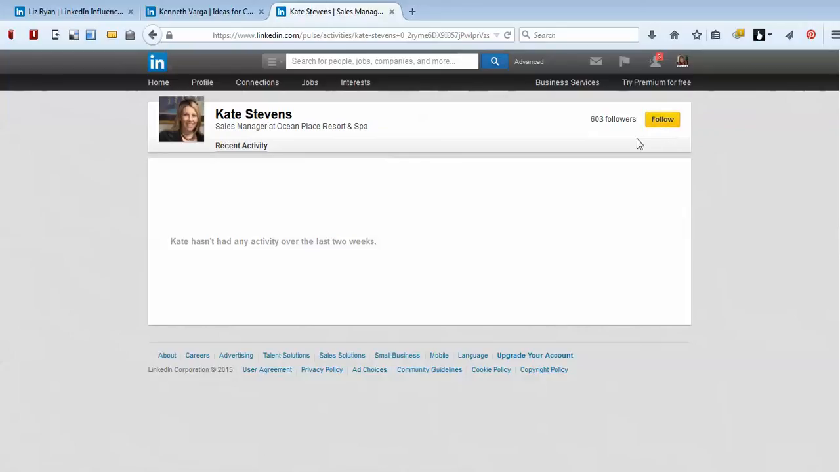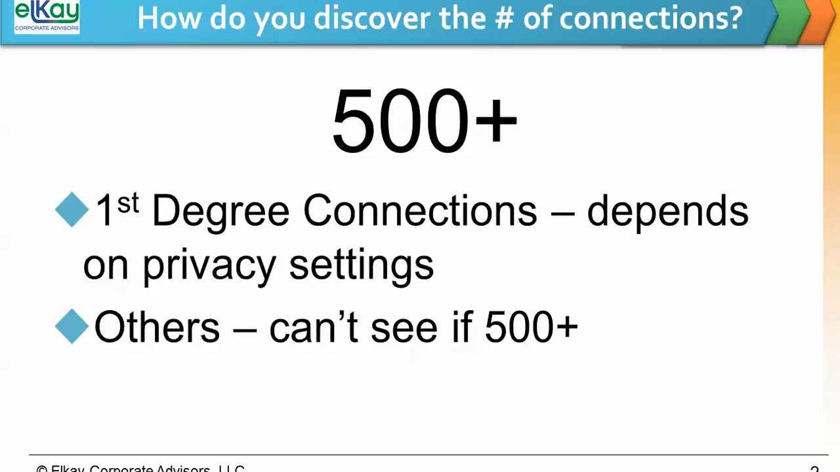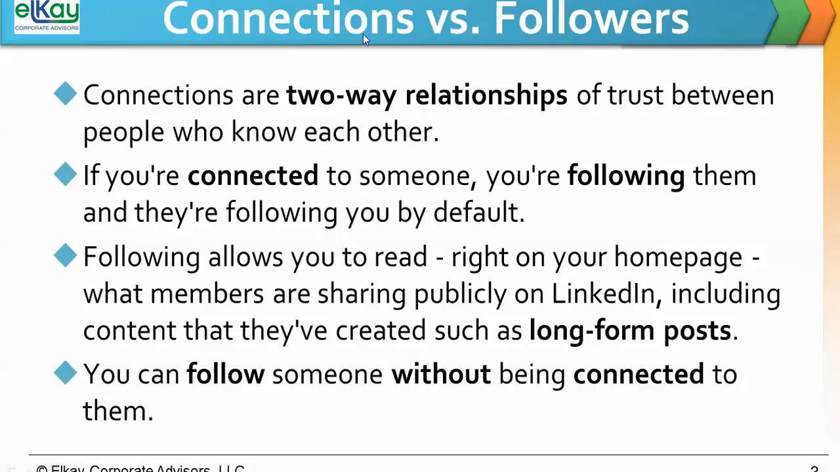So those are the 3 ways that you're looking at strategically how you're connected to someone, how you might want to connect to someone, and if they have followers or connections. So let's go back over here to my slides and explain the difference. Connections are 2-way relationships of trust between people who know each other, according to LinkedIn. This is their definition. But the thing is, if you're connected to someone, you're also following them, and they're following you by default. So connected means followers. So those numbers of followers we're seeing are connections.